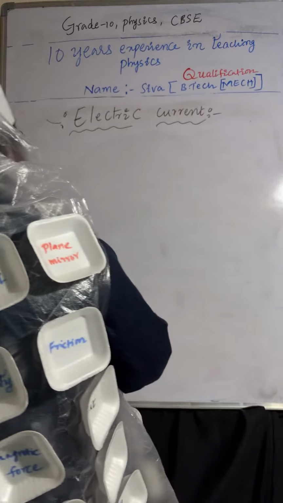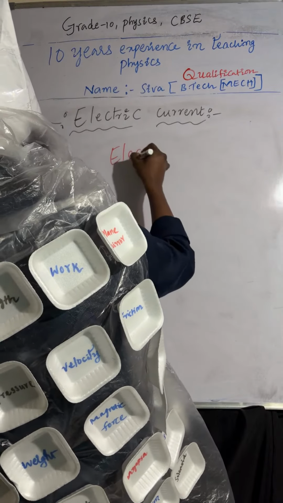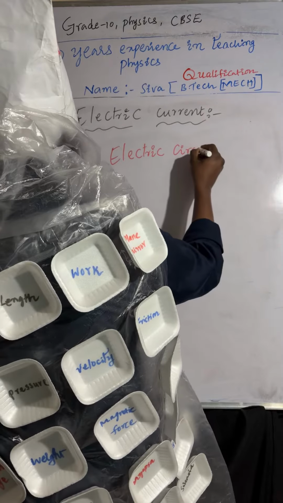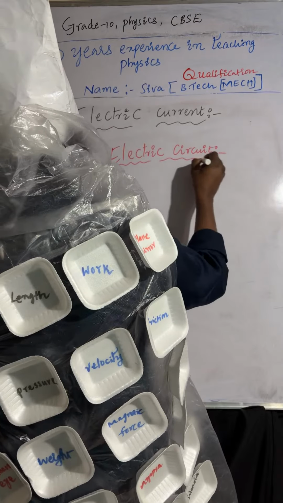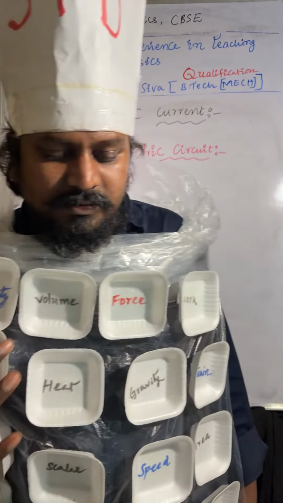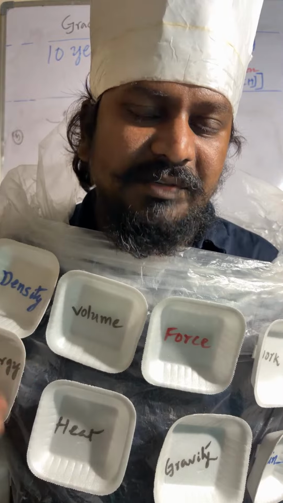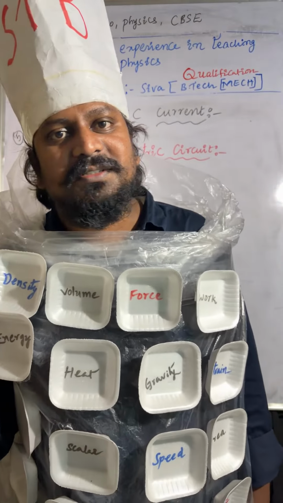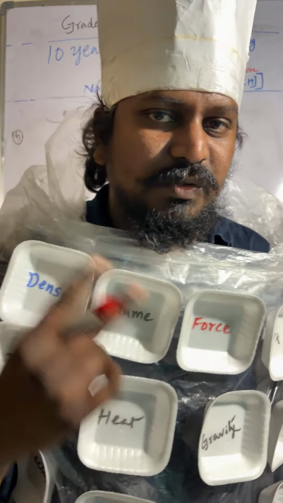Electric circuit. A very important point is that they will ask about open circuit and closed circuit. So what is an open circuit? If the switch is not closed, so the switch is open, that is an open circuit. If the switch is closed, that is a closed circuit. They will ask about these two points.